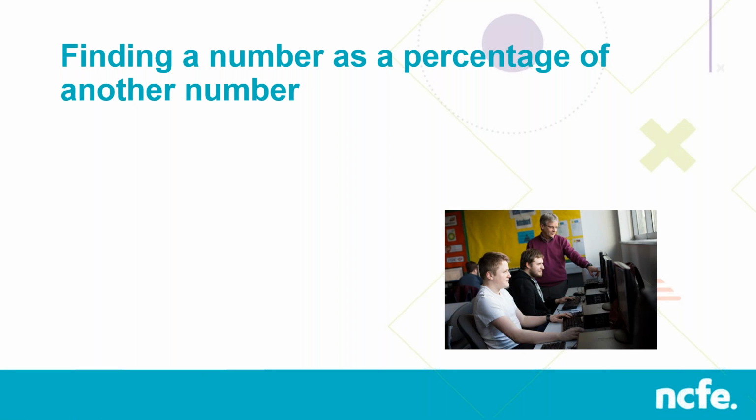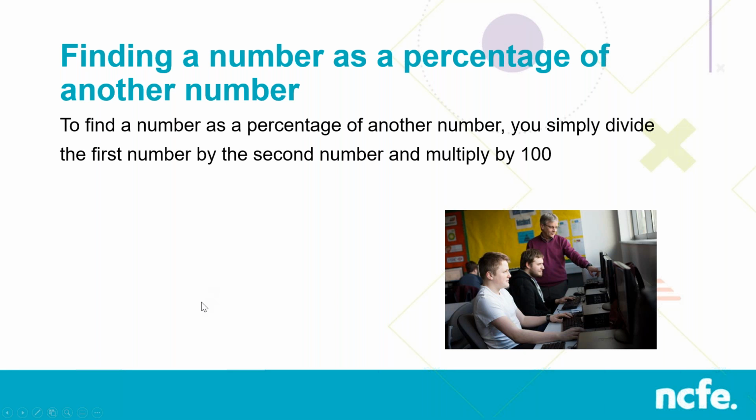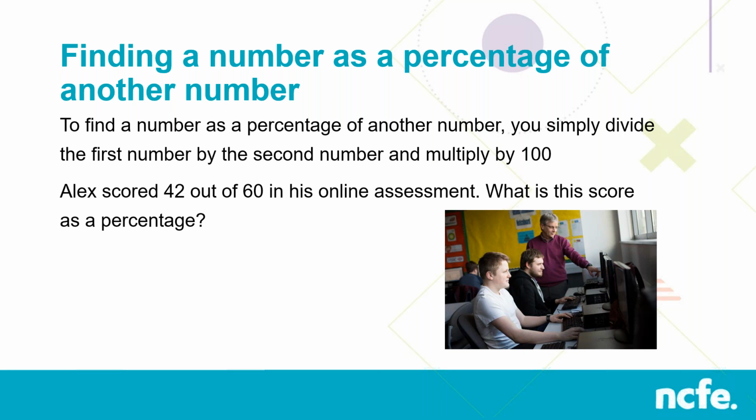We may also want to know a number as a percentage of another number. To find this, we simply divide the first number by the second number, then multiply by 100. So in this example, Alex scored 42 out of 60 in his online assessment. What is this score as a percentage? We do 42, the first number, divided by 60, and that gives us 0.7. 0.7 times 100 equals 70.